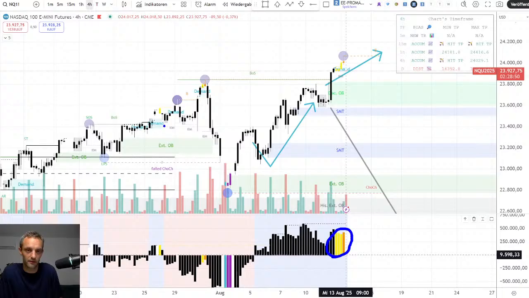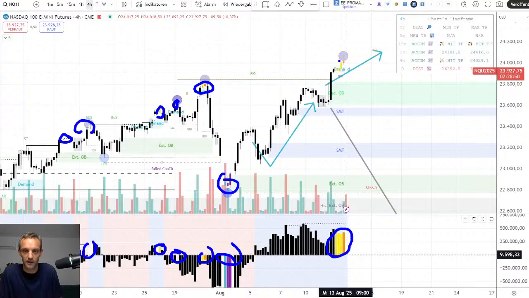Okay, where do we have the colorful candles? We have them here, we have them here, we have them here. Okay, just marking the colorful candles. And you see it by yourself. Where are they printing? Okay, at the highs, at the swing highs.